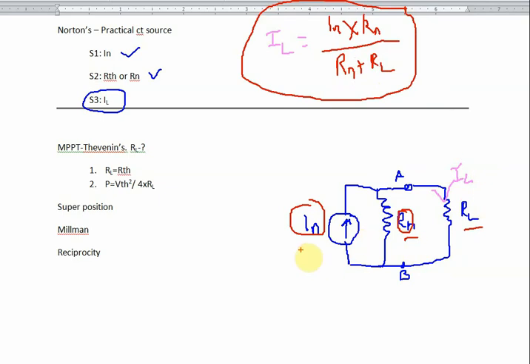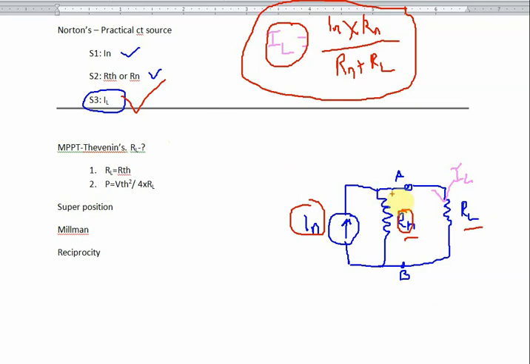So the current IN multiplied by RN, or you can use RTH, whatever your name, divided by the sum of both resistances, RN plus RL. Through this method you will find out the load current. Yes or no? You will write the load current. So this is about the Norton theorem.